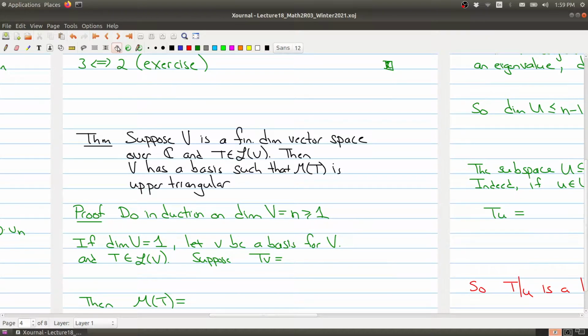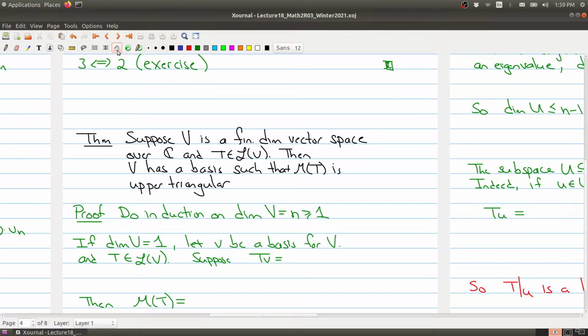In this part, we're going to look at an important theorem, written here in black, that says that when you're looking at a finite dimensional vector space over the complex numbers, and you take a linear operator, then you can find a basis so that the associated matrix of the linear operator is upper triangular.